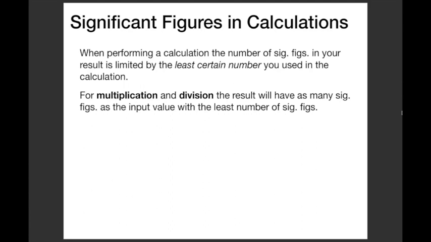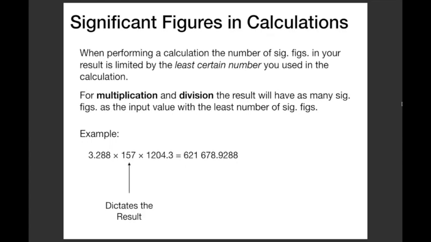Your answer should have the same number of significant figures as the input value with the least number of significant figures. As an example, let's look at the multiplication of these three numbers. We have 2 numbers that contain 4 significant figures and 1 number that contains 3 significant figures. Multiplication yields this value, which contains many more significant figures than any of our input values. The number of significant figures that we need to report will be dictated by 157, which contains 3 significant figures.